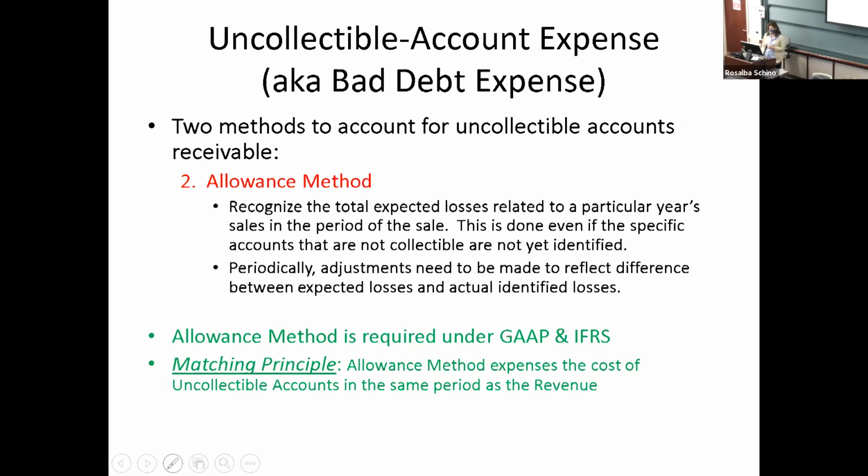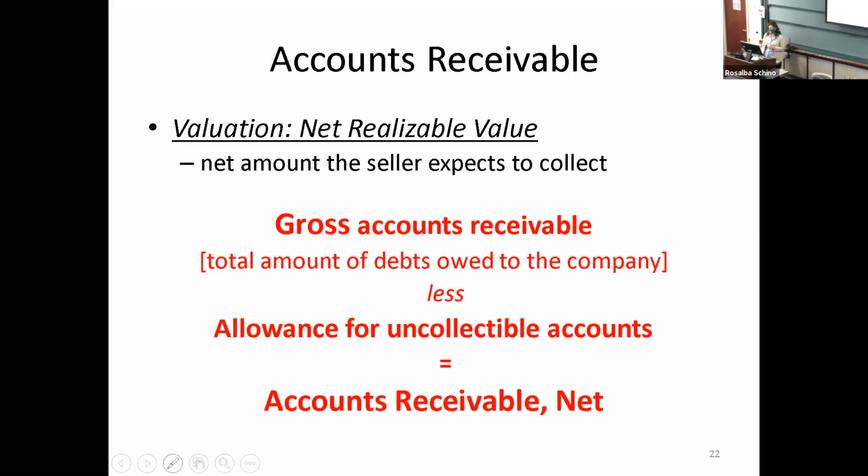So having said that, how will my accounts receivable look? First of all, the accounts receivable are valued at the net realizable value. So you have the gross accounts receivable less the allowance for uncollectible accounts, which is the account that we use under the allowance method. It will give me the accounts receivable net.